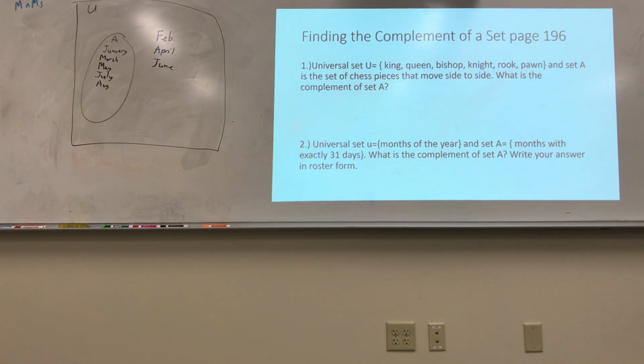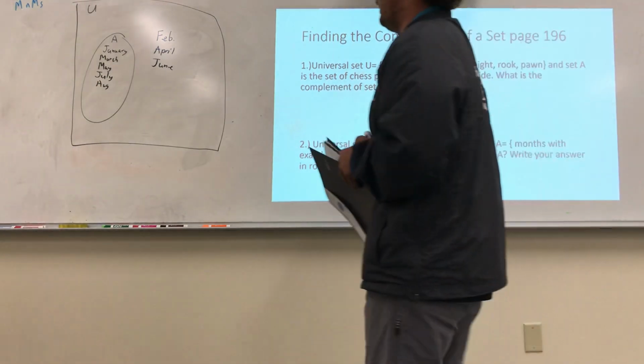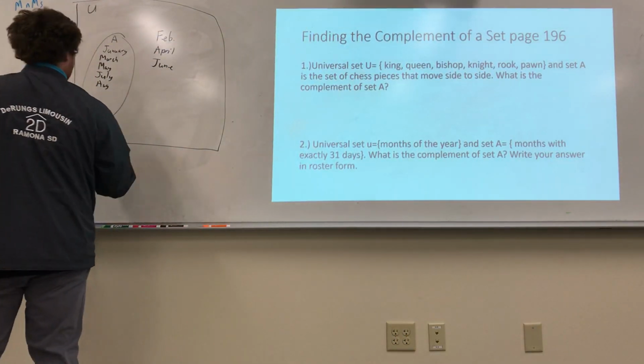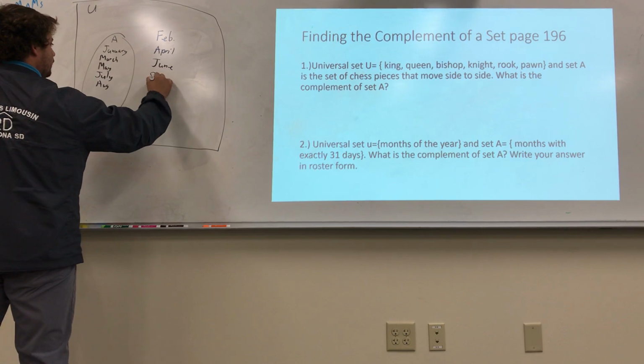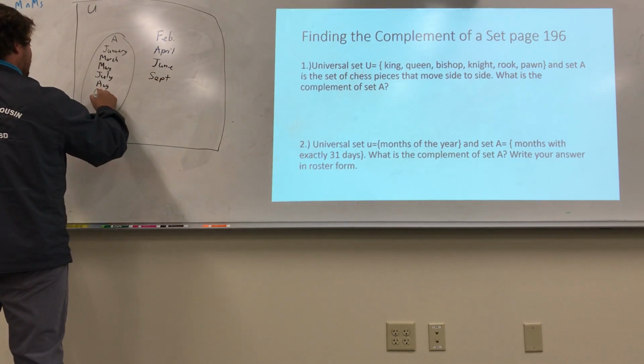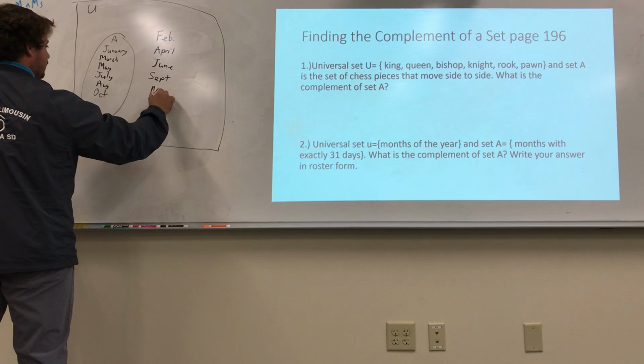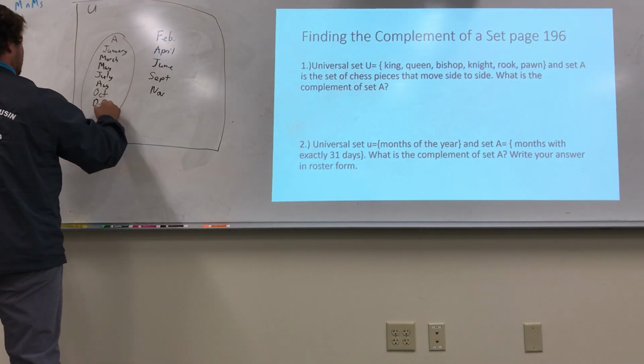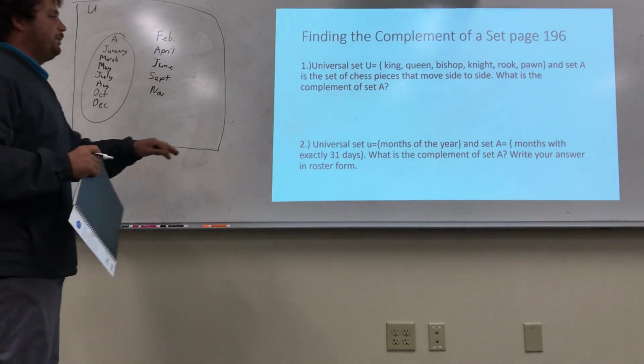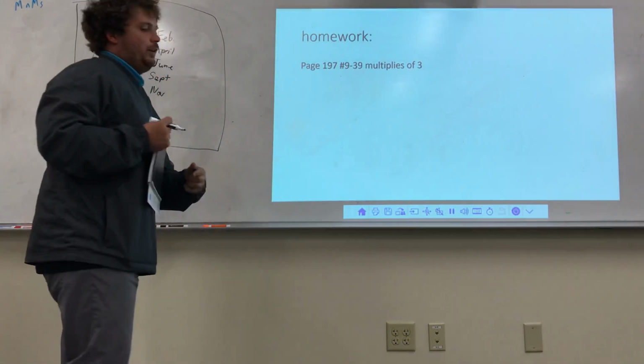Okay. January does, February does not, March does, April does not, May does, June does not. So we're good so far. July does, August does, September does not, October obviously does. October, November, December. That is how that one should be split up. There is your homework.